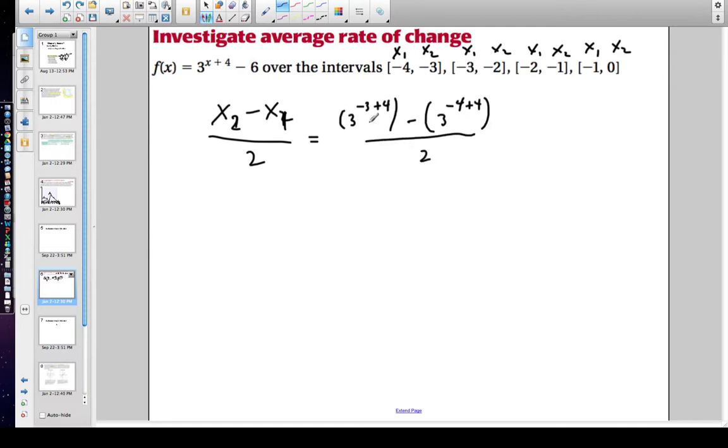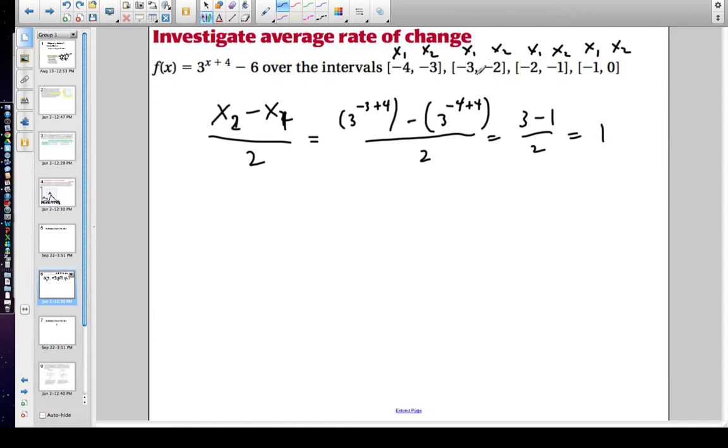All divided by 2. So negative 3 plus 1 is 1. So that's going to be 3. Negative 4 plus 4 is 0. So 3 to the 0 power is 1. So 3 minus 1 divided by 2 is 2 divided by 2, which is 1. That's the average rate of change.